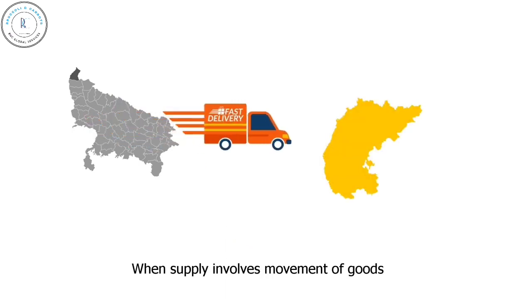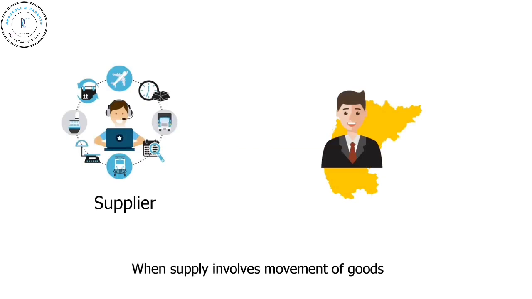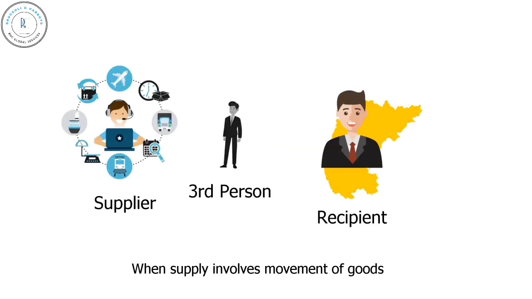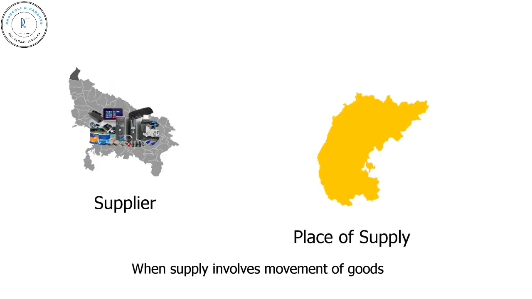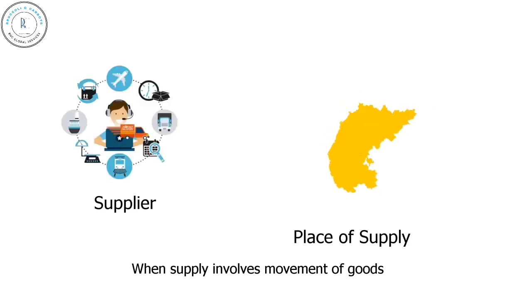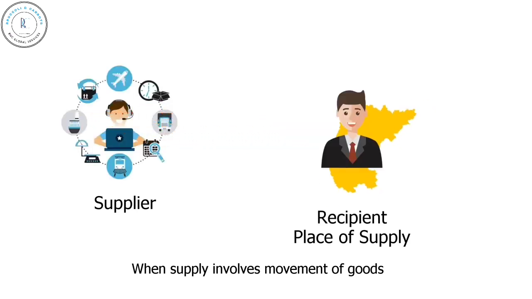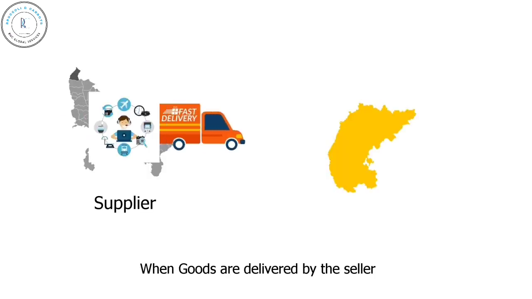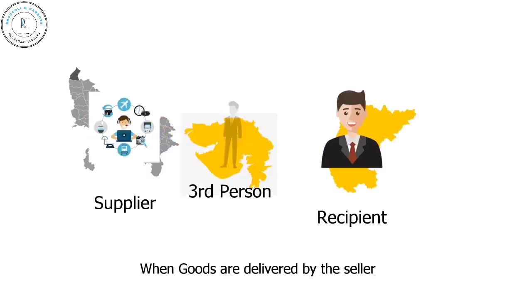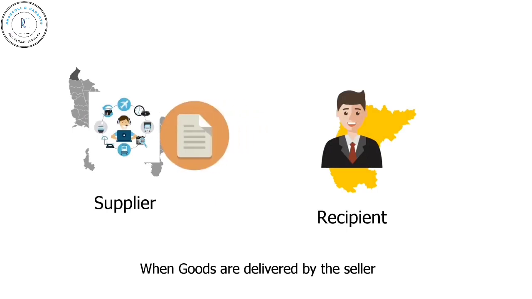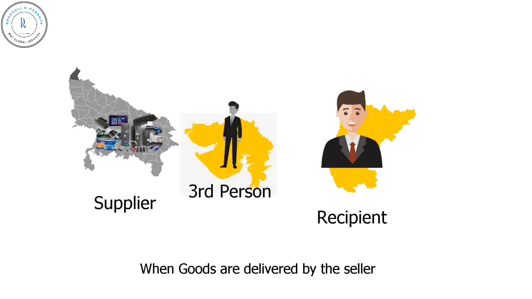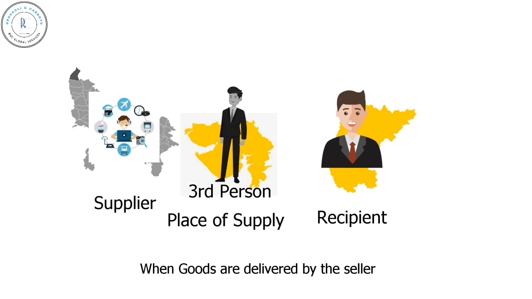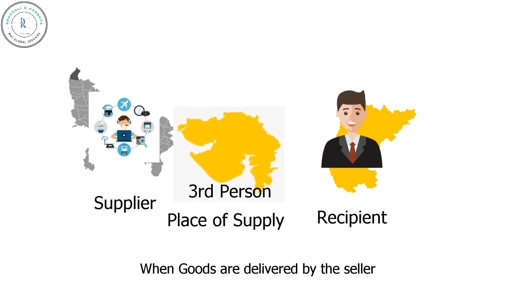When supply involves movement of goods, whether by the supplier, or the recipient of goods or by any other person, place of supply will be the location of the goods when the movement of goods terminates, for delivery to the recipient. When goods are delivered by the seller to a recipient on the direction of a third person, before or during movement of goods, by way of transfer of documents of title to the goods or some other way, it is assumed that the third person has received the goods, and the place of supply will be the principal place of business of the third person.